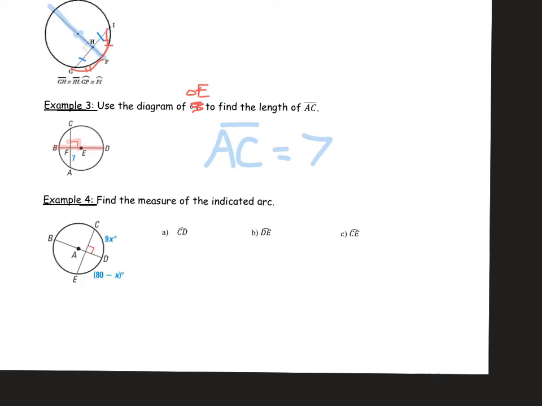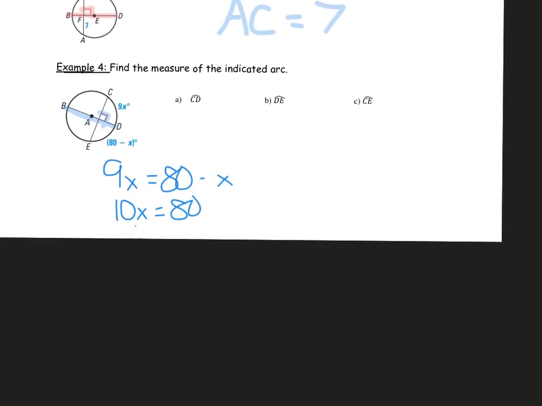In example 4, they want you to find the measures of the arcs. So in example 4, again, we can see that BD is the diameter, and it is perpendicular to CE. So because of that, we know that the corresponding arcs that are formed must also be congruent. So I'm going to set 9x equal to 80 minus x, and I'm just going to solve this equation. So x equals 8. Now I'm going to use that information to help me find the measures of the indicated arcs. So the first arc they are asking about is arc CD, which is 9x. Well, I know x is 8, so I know CD is going to be 72 degrees.